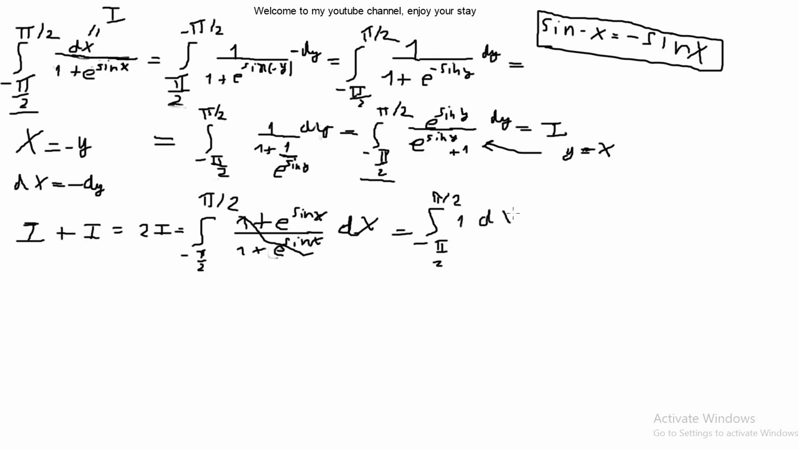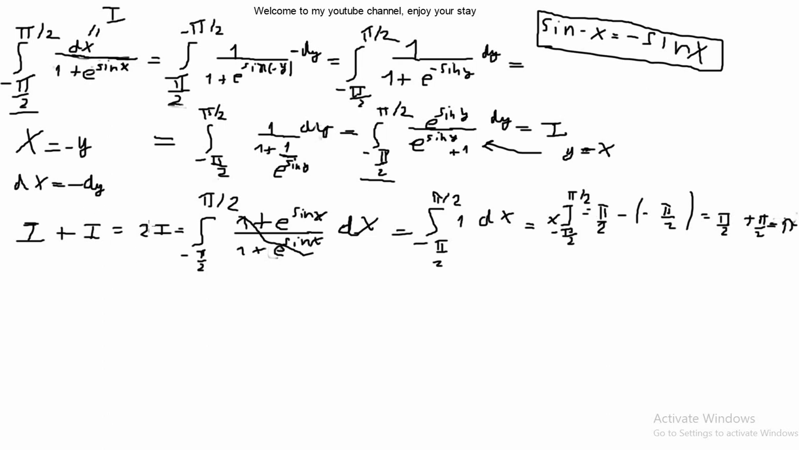We are left with the integral from minus pi over 2 to pi over 2 of 1 dx. When we solve this, we get x from minus pi over 2 to pi over 2, which equals pi over 2 plus pi over 2, which equals pi.